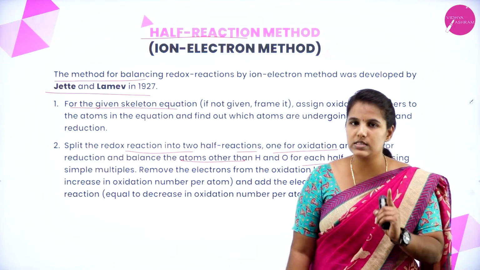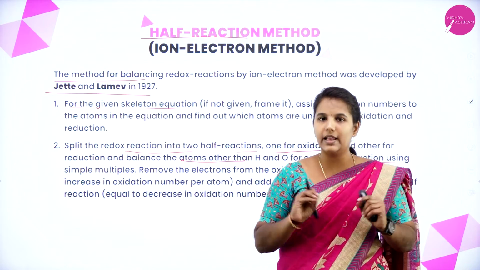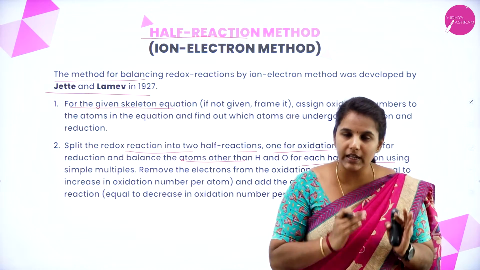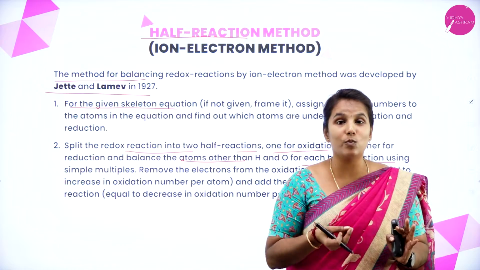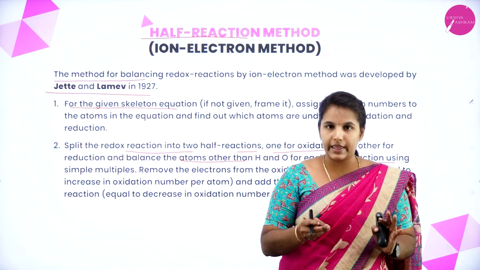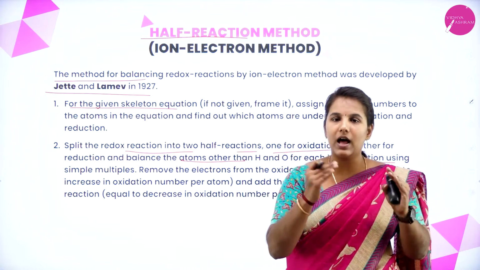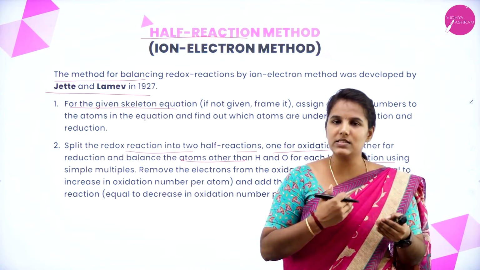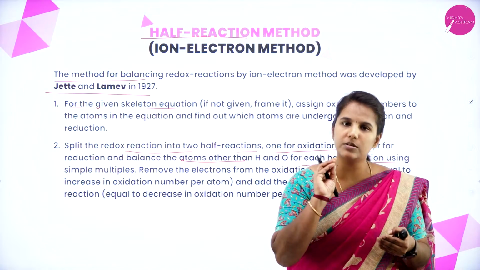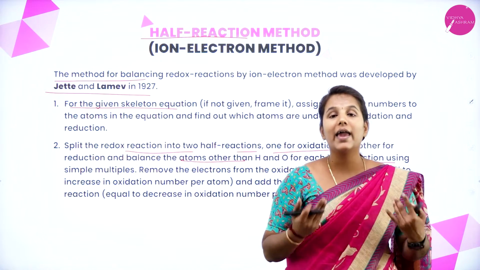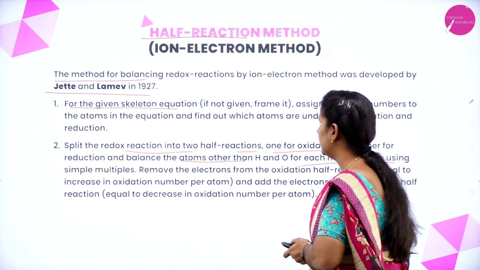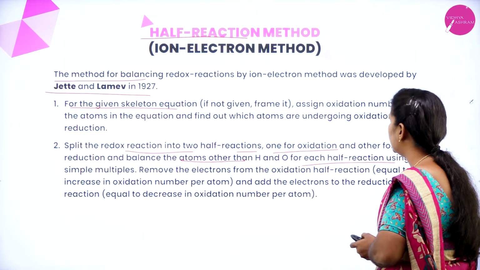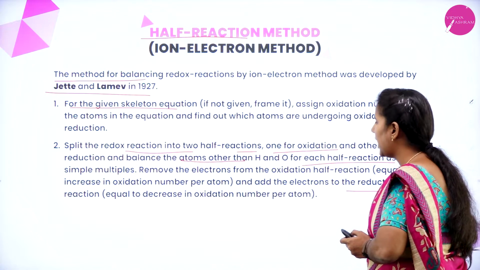So remember, in the first step itself, we write the skeleton of the equation, and we also find out the oxidation number of each reactant and product involved in that reaction. Whereas in the second step, we just separate the half reactions, oxidation and reduction, and balance the equation by multiplying with a suitable integer, except for oxygen and hydrogen. And remove the electron from the oxidation half reaction and add the electron to the reduction half reaction.